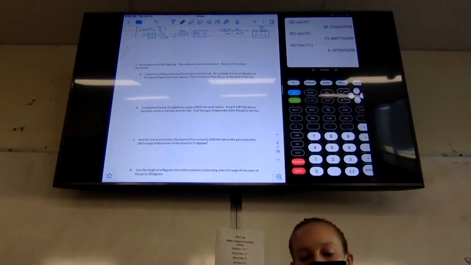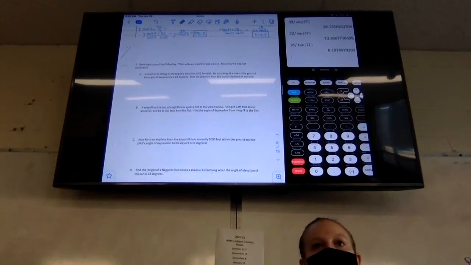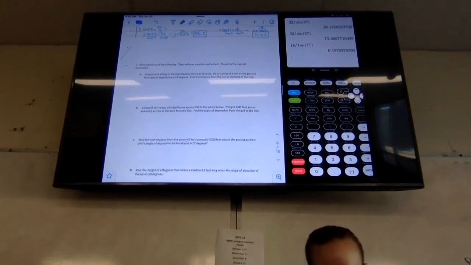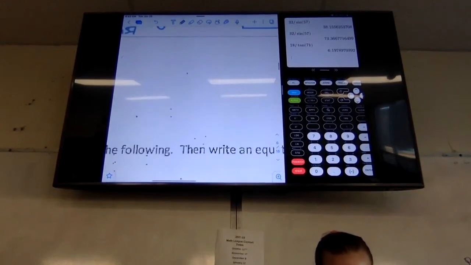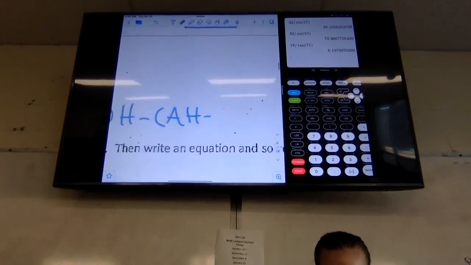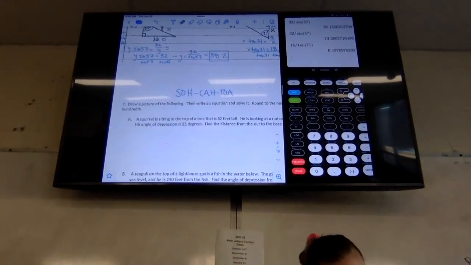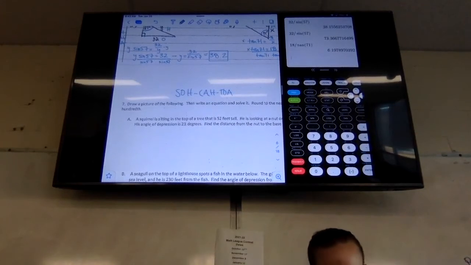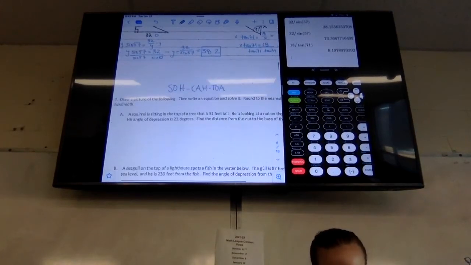My biggest hint to you is anytime you see a trig word problem, draw a picture. Draw a triangle. That will really help you keep everything organized. Everything we're doing on this page is still my SOHCAHTOA stuff, so I am going to write SOHCAHTOA at the top of my page, just in case I forgot. Draw a picture for the following, then write an equation and solve it. Round to the nearest hundredth. So we're going to round 2 places after the decimal.